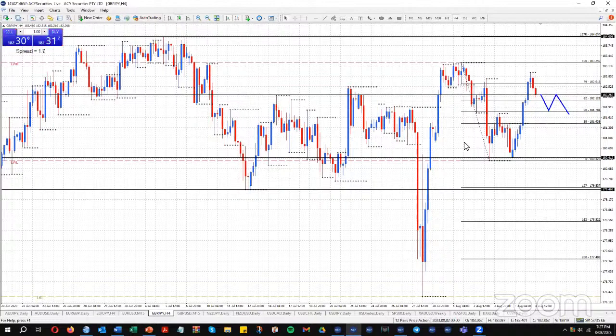So tricky one there at the moment. To go short, you really need to see a clear break below the high that we broke last week. We're not having that yet.